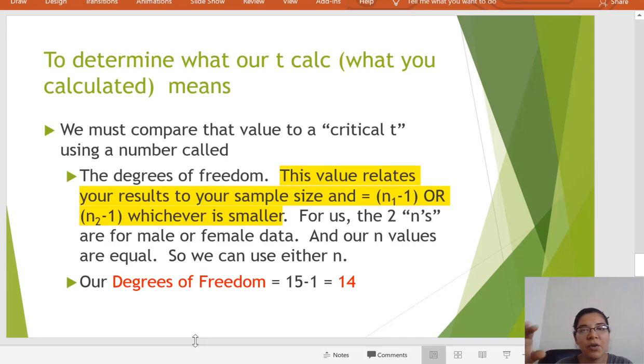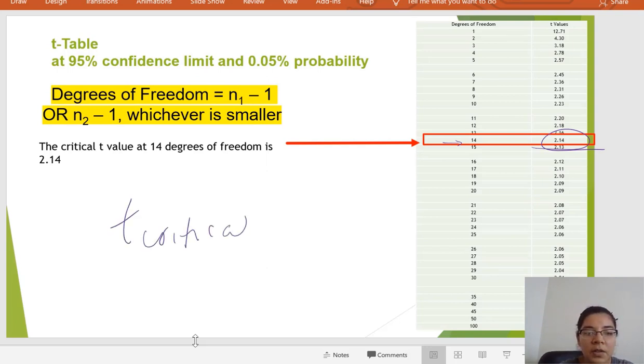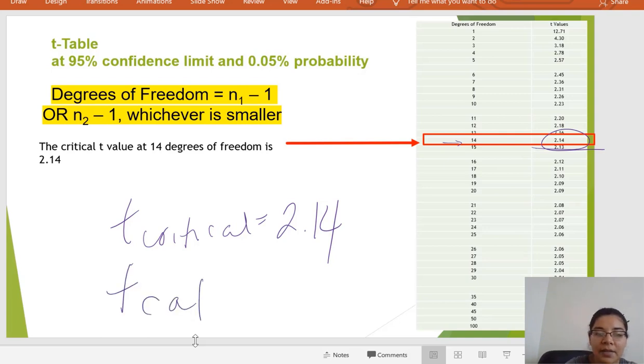Now, you won't always have the data where they match like that. So you always have to be careful that you do the degrees of freedom for each data set first. Which degree of freedom you use, the smallest of the two, if you had a difference between the degrees of freedom of both data sets. In this case, it's 15 minus 1, 14. So we get that 14. We match it up to our t-table. And so at 14, it shows us that 2.14 is our t-critical number. So t-critical equals 2.14. Okay, that's the value we're comparing to our t-calculated.